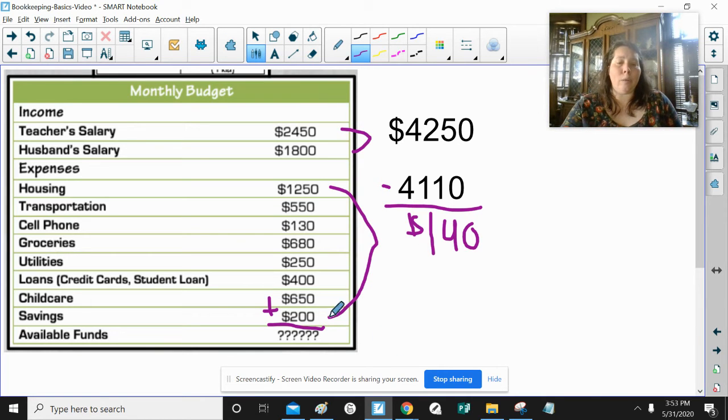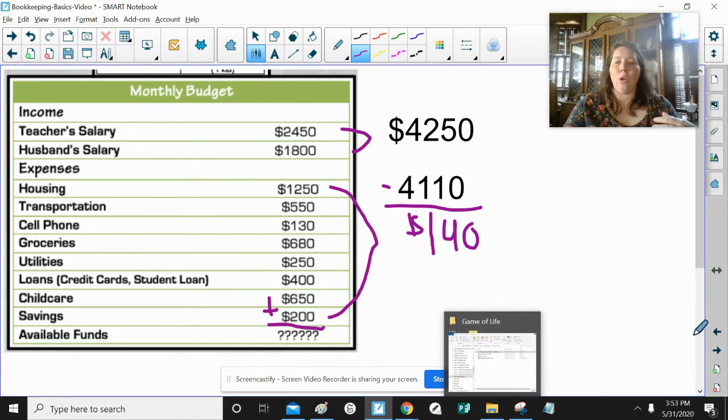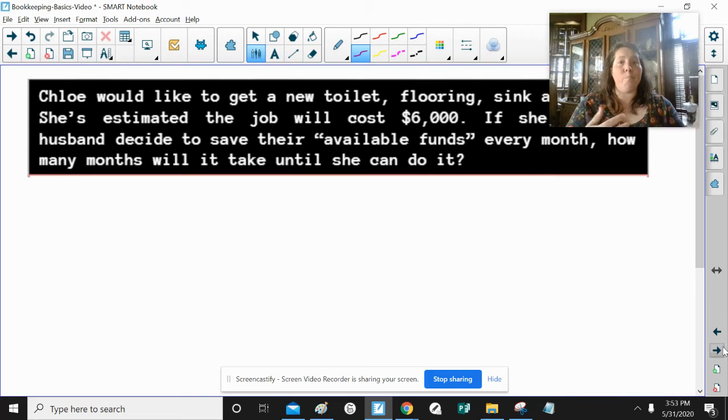And I want you to take notice. For Chloe and her husband, they have $200 every month that gets put into their savings account. So they are considering this as one of their expenses. They're paying themselves first. And this is an important skill or habit to get into: to pay yourself a little bit every month or every paycheck so that you have the ability to purchase items, and also so that you have some money in case something happens.